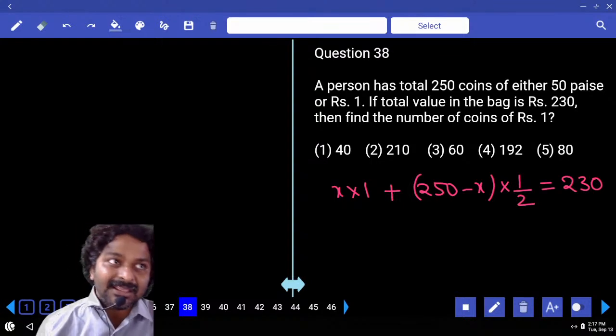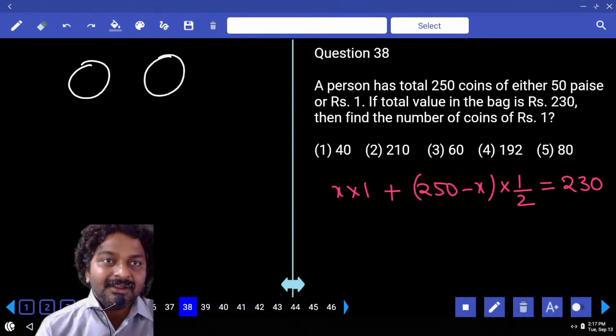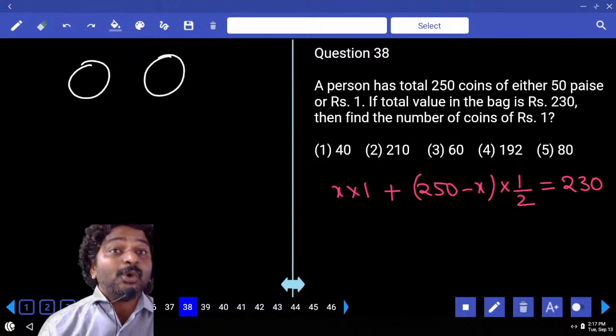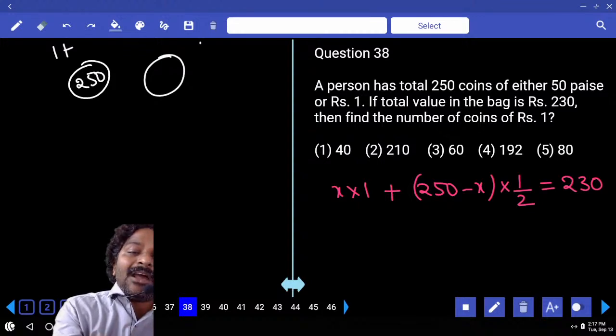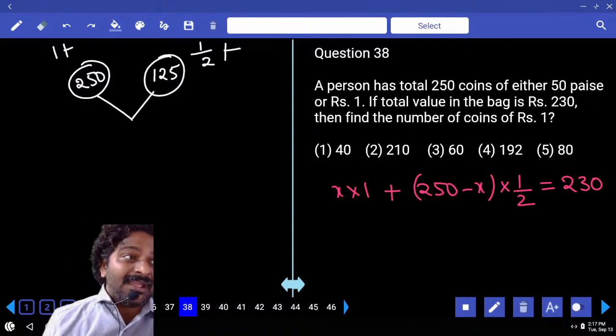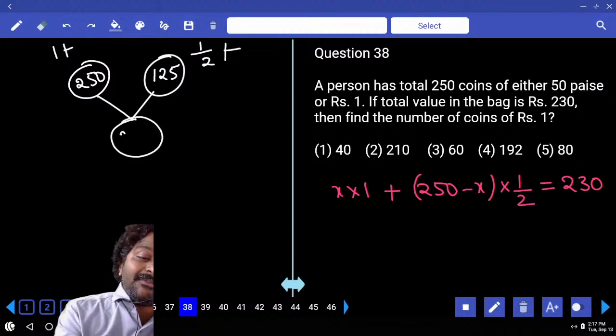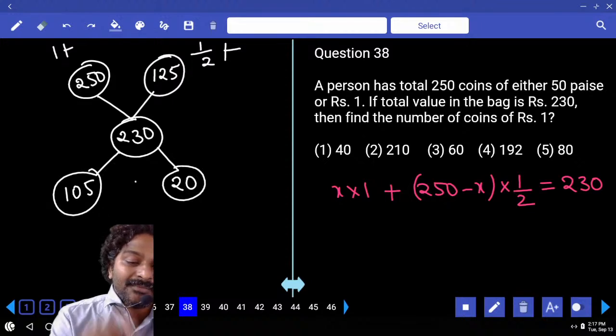The other way is alligation. I'll take 1 rupee coins here and here 50 paisa coins. Total how many coins are there? 250. If all are 1 rupee coins, what would be the total amount? If all are half rupee coins, what would be the amount? 125. But when you mix both the coins, that is 1 rupee and half rupee, what is the total amount that we are getting? 230. Now let's go with alligation. 105 and 20. Correct? Right.